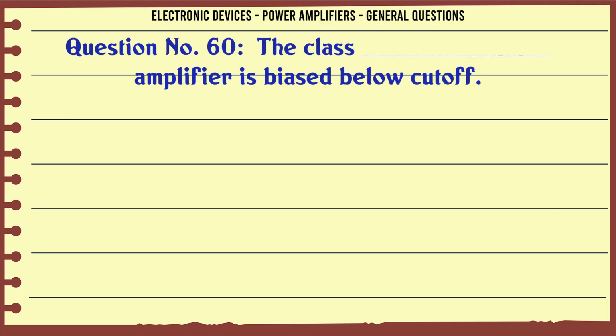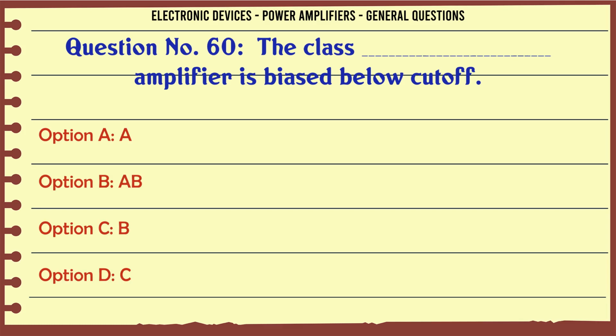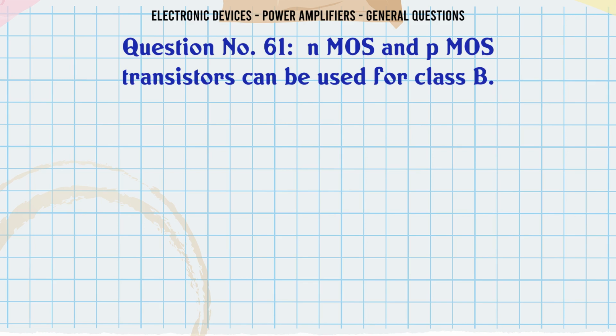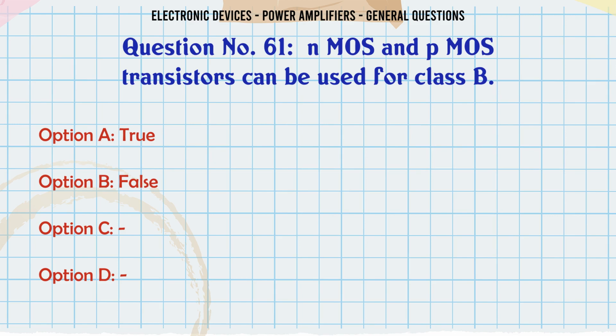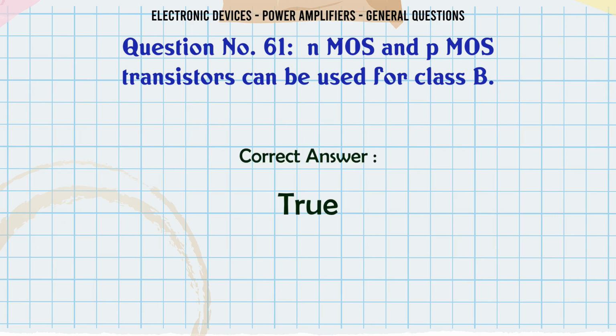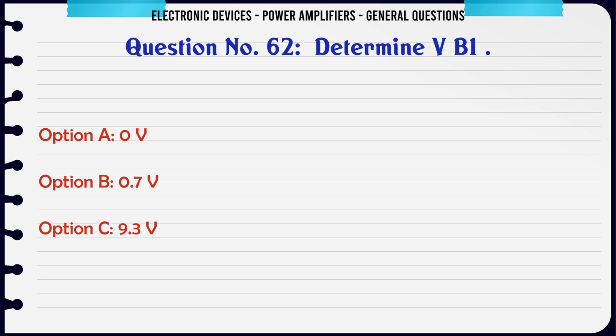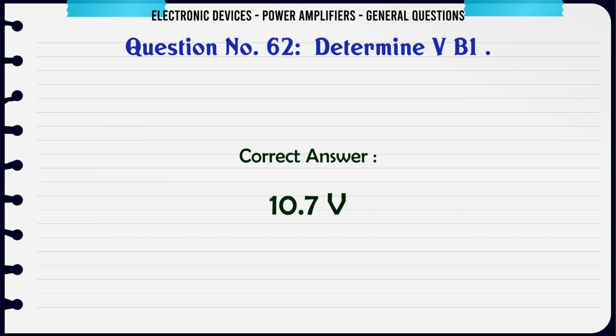The class amplifier is biased below cutoff. A. A, B. B, C. C, D. AB. The correct answer is C. NMOS and PMOS transistors can be used for class B. A. true, B. false. The correct answer is true. Determine VB1. A. 0V, B. 0.7V, C. 9.3V, D. 10.7V. The correct answer is 10.7V.